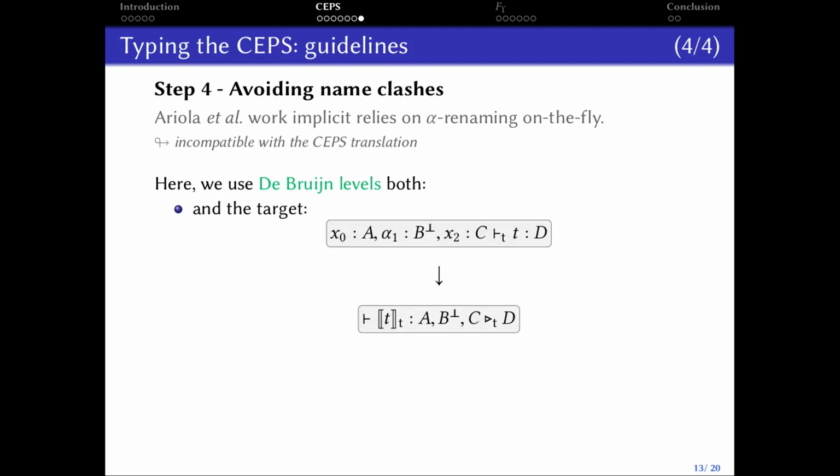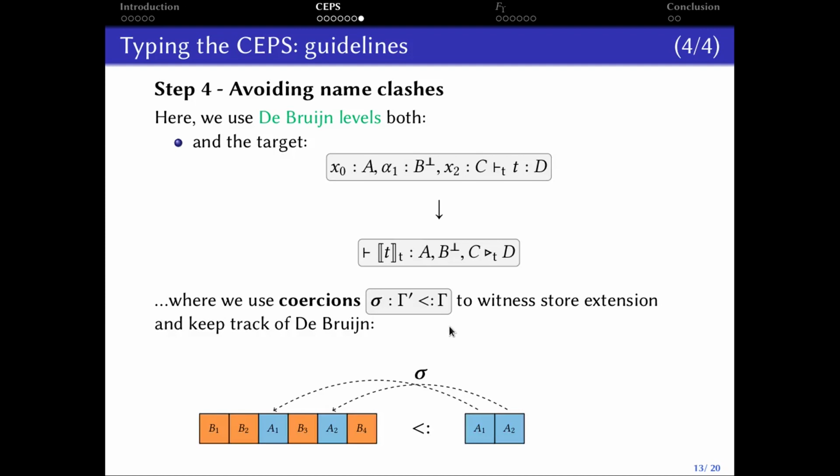In the target, we simply drop the names, so we use neither this hybrid notation nor levels, and we just say that t is of type the translation in the context A, B, C here. And we use coercions to witness store extensions. Coercions are simply functions saying how we can follow the extension to find the expected component. So if we are looking at the first position, we were expecting something of type A1, and the coercion sigma is going to help us find it in the extension.